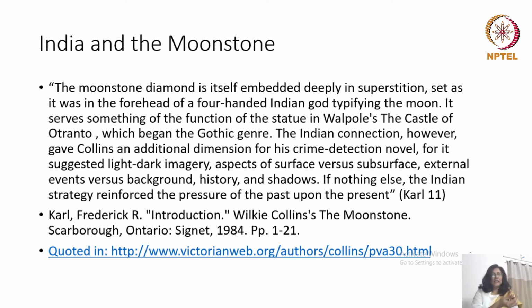We have the classic attribute of the Gothic mode in the use of superstition in the Moonstone, the novel. The Moonstone, the diamond itself, is associated with spiritual properties. So that's one classic attribute of the Gothic. And it is embedded in the forehead of a four-handed Indian god. And that image, that trope, can be comparable, according to Carl, to the statue that we find in Walpole's The Castle of Otranto.